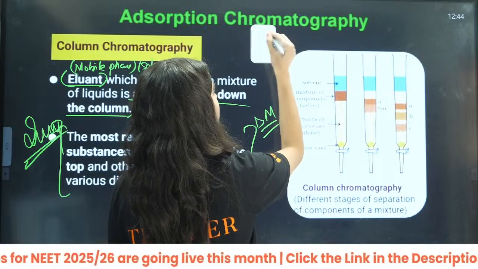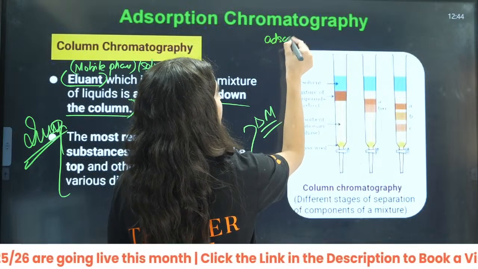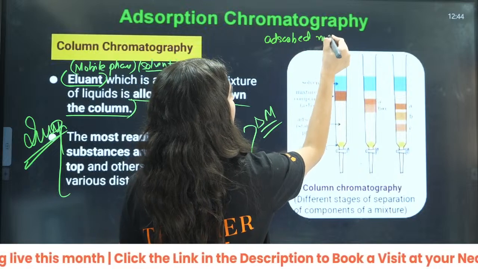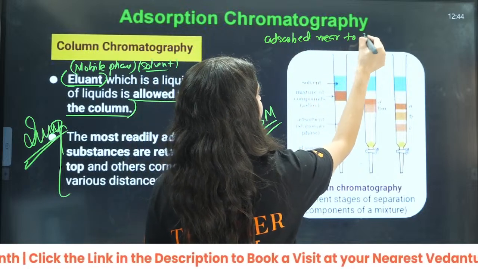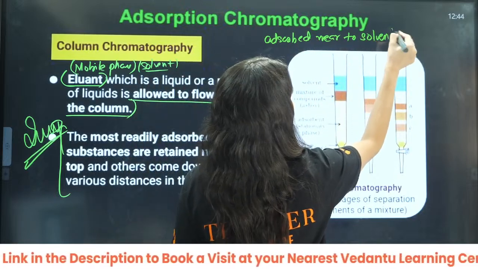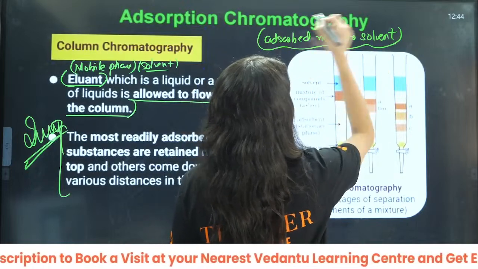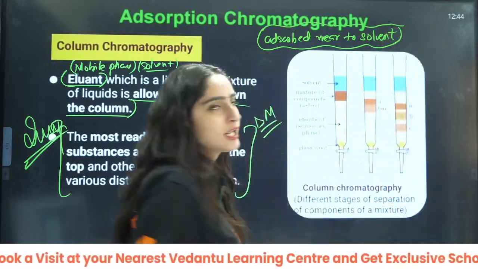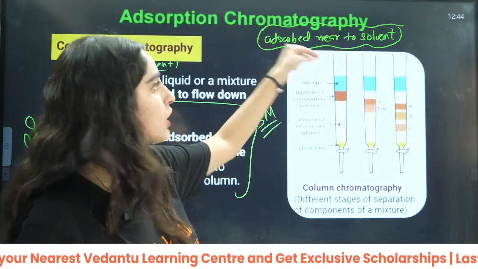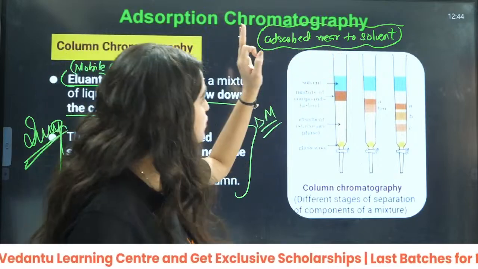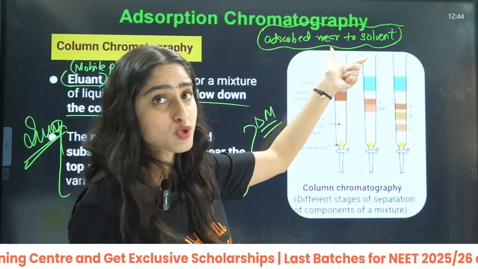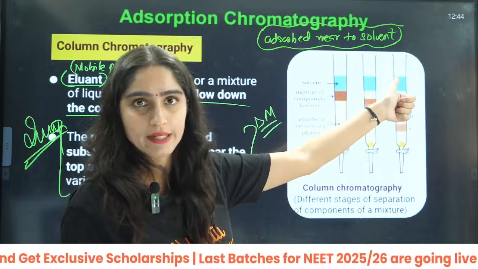Adsorbed will be near to solvent. In all the cases, adsorbed will be near to solvent. I'll tell you why I am saying this. Just note down this line in your notes. Adsorbed, which is readily adsorbed, that will be near to the solvent, right?